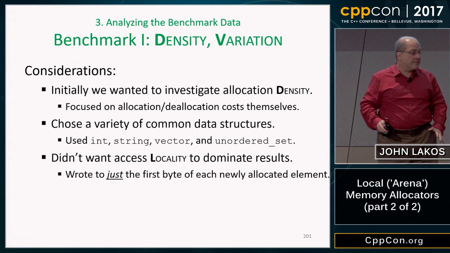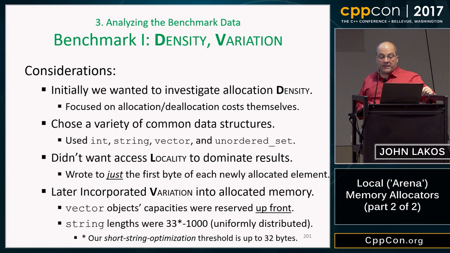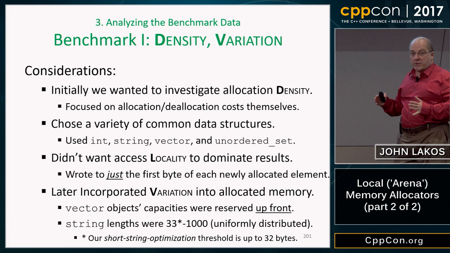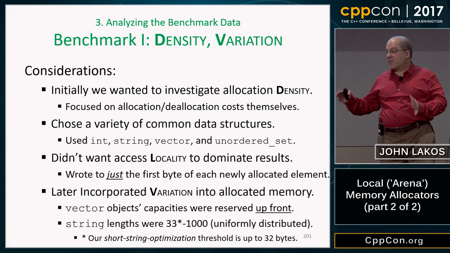Later, we incorporated variation into the allocated memory. So we have object capacities. Vector capacities are reserved up front. So a vector has only one allocation at all times, whereas strings are deliberately not one size. They range in size from 33 to 1,000 with a uniform distribution. And so that's what we're seeing there. We chose 33 because 32 is our short string optimization limit. Okay? If it's 32 or under, it would be just one size.